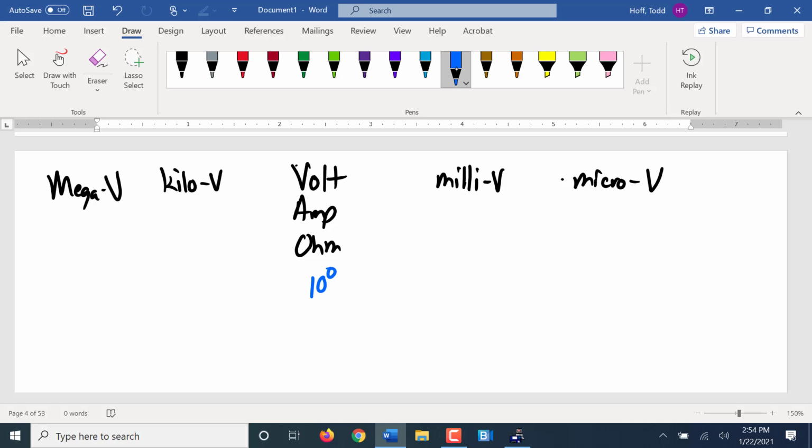Kilo, anybody remember how many kilo is? 1,000. That's 10 to the power of 3. Mega is a million, 10 to the 6th. Milli is 1,000th, or 10 to the -3, and micro, -6. Nano, of course, would be a billionth, or 10 to the -9. Pico would be 10 to the -12th.